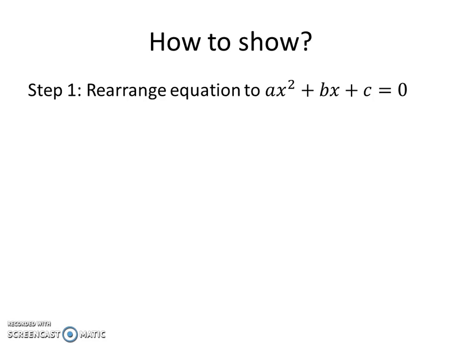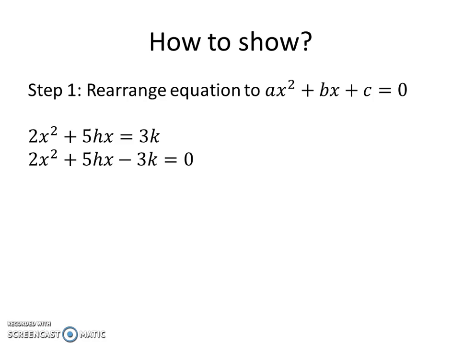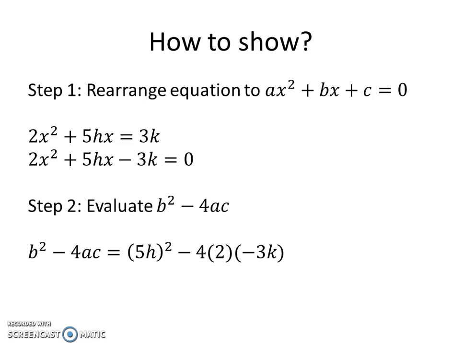First thing, rearrange the equation to our quadratic form. You can see this is the final quadratic form. Step 2, evaluate b squared minus 4ac. I use the word evaluate here because we do not form the inequality of b squared minus 4ac here, unlike your other exercises. We evaluate b squared minus 4ac. So let's evaluate this in terms of h and k first. We get b squared minus 4ac equals 5h squared minus 4 times 2 times minus 3k, and we get this as the term for b squared minus 4ac.